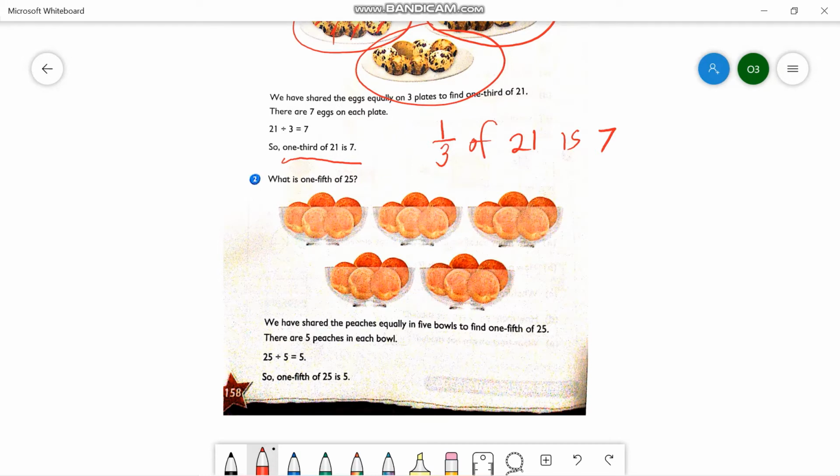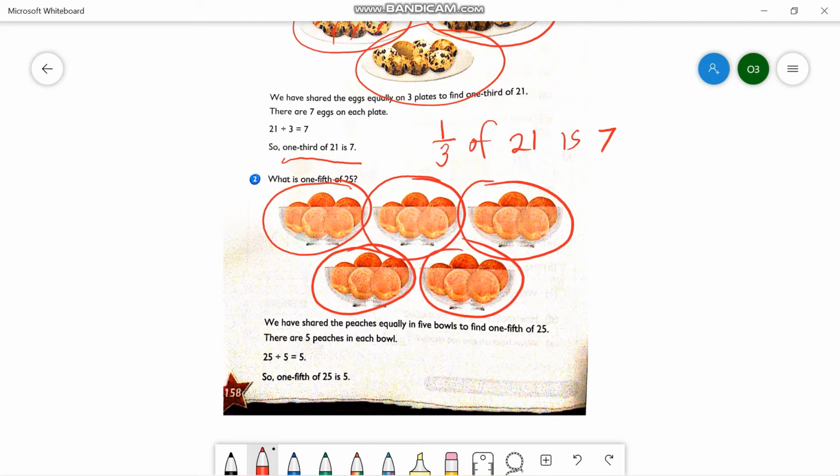What is 1/5 of 25? So you have to divide 25 peaches equally into 5 bowls to find 1/5 of 25. Okay, so 25 divided by 5. How many peaches are there in each bowl? Let's count. 1, 2, 3, 4, 5. So the answer is 5. So 1/5 of 25 is 5. So we can write it like this also. 1/5 of 25 is 5.